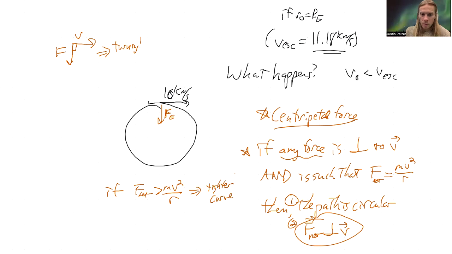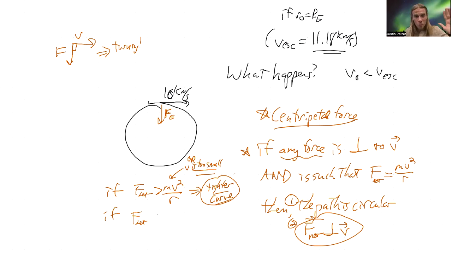And that could either mean a spiral or we're going to get an ellipse, because the force doesn't stay perpendicular. If F net is too small, or you can say its velocity is too small. So either F is too big or velocity is too small, you get a tighter curve. If the velocity is too big, it's going too fast, or the force is too small.